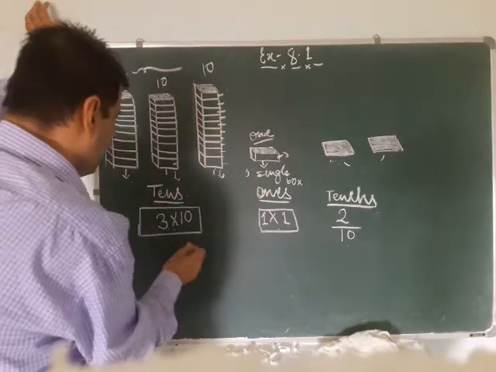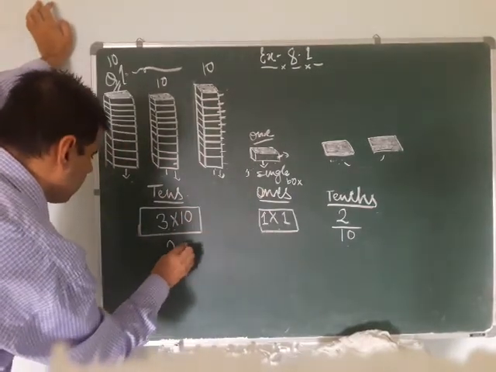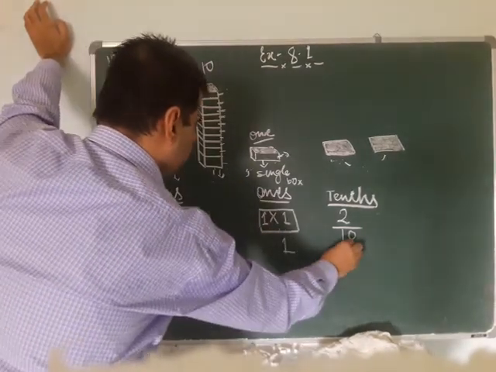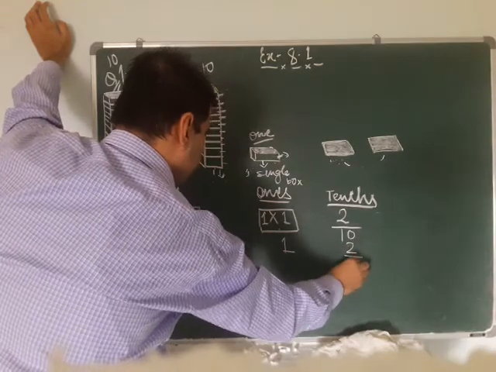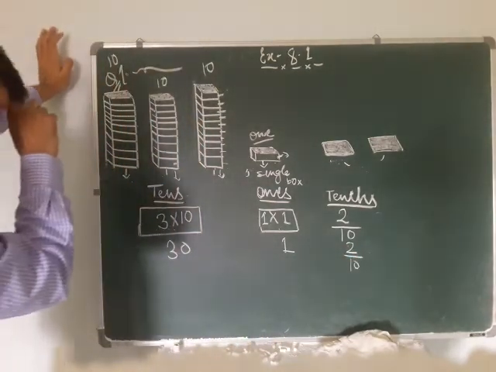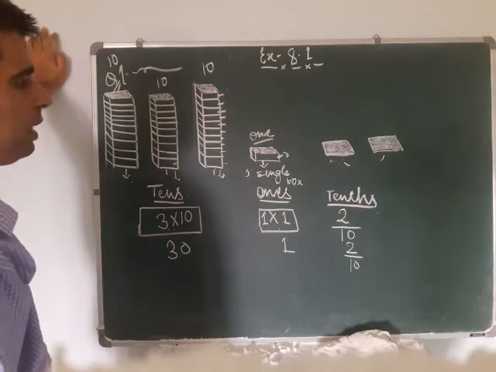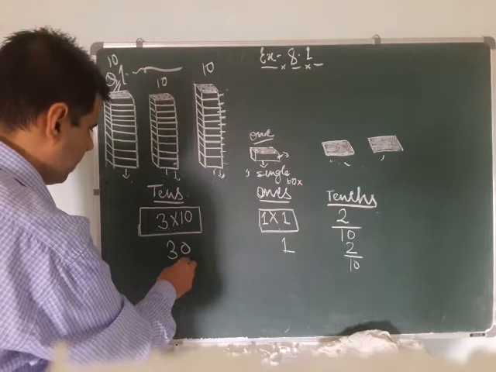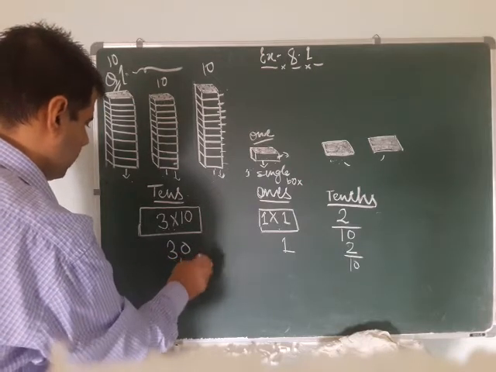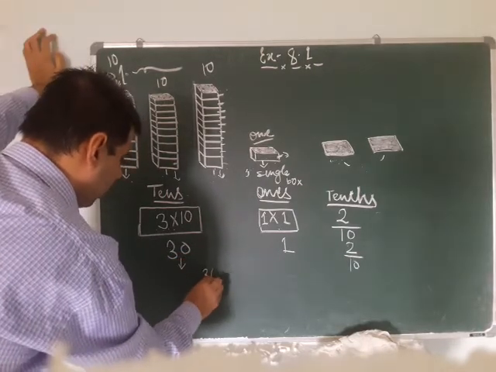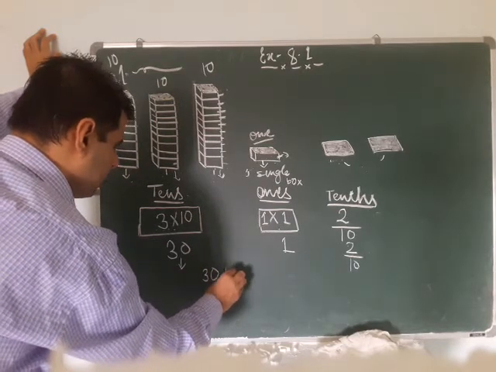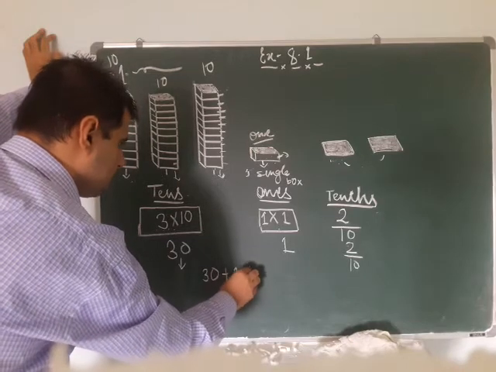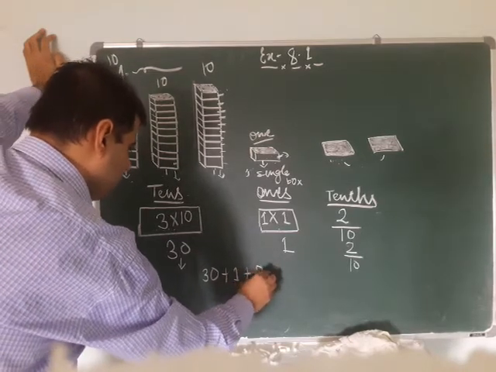So student, this 3 into 10 can be written as 30, this 1 into 1 can be written as 1, and 2 by 10 will be 2 by 10. So we know that while writing the place value of a decimal number, we start with the tens place. The highest place value is here 10, so we will write 30. The next place value is of ones, so we will write 1. Thereafter the next place value is 2 by 10, so we will write 2 by 10.